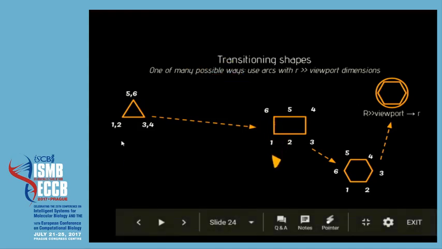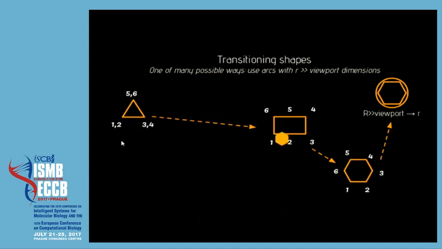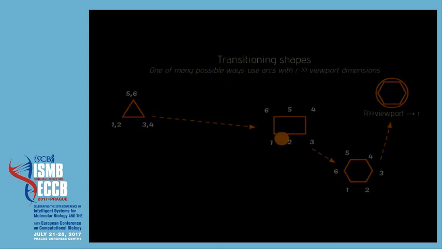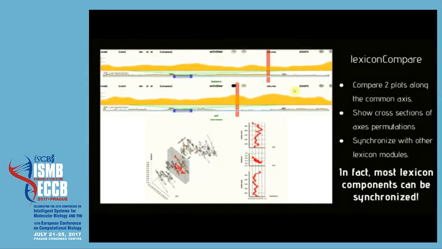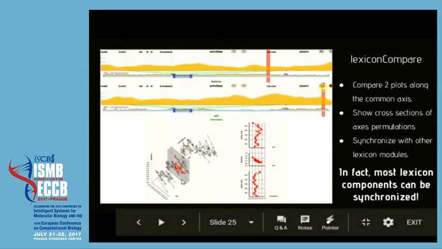So when you transition the radius, you get the effect of smooth transitions. This is just one way of a zillion ways of doing the same thing. But in your own projects, you can also use a similar approach. This is Lexicon Compare, so you pass in 2 plots, and then it generates a comparison between the 2 plots.